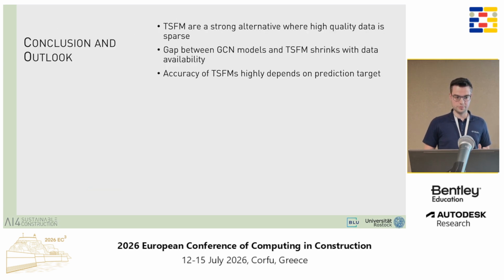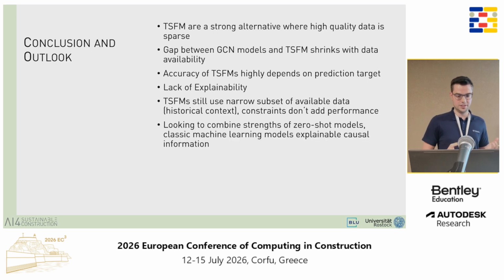So what can we conclude from this? We learned that time series foundation models are a strong alternative, especially where high quality data is sparse. But the gap seems to shrink with more data becoming available. The accuracy highly depends on prediction target. So what are the key takeaways, or what do we learn? Can we just happily use time series foundation models now and stop training models from scratch?